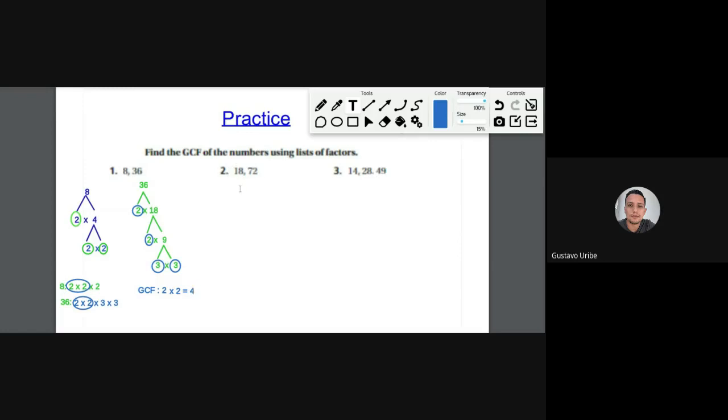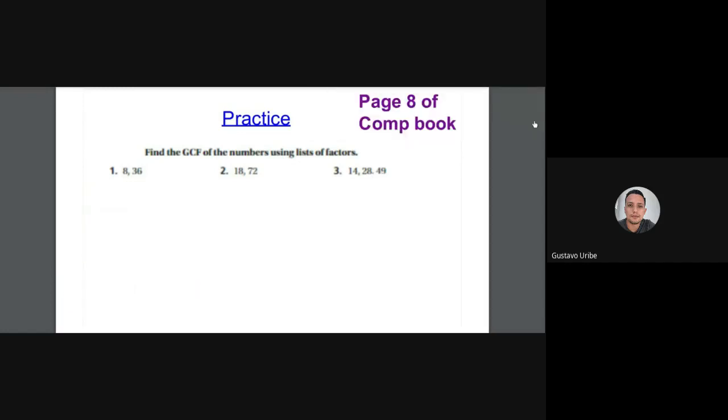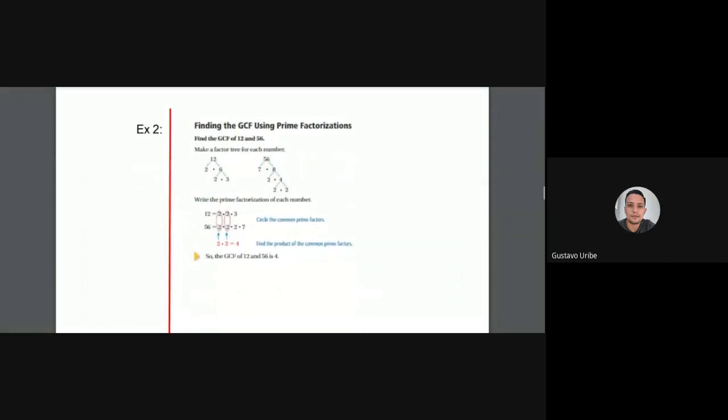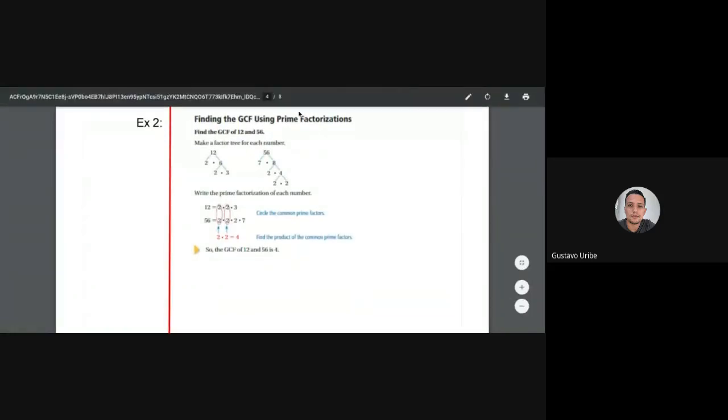Now we're going to go ahead and do the same things with these, and then the same thing with 3 numbers over here. All right, so this is what I just did. To find the GCF, you can use prime factorization, which is what I did in the other one.